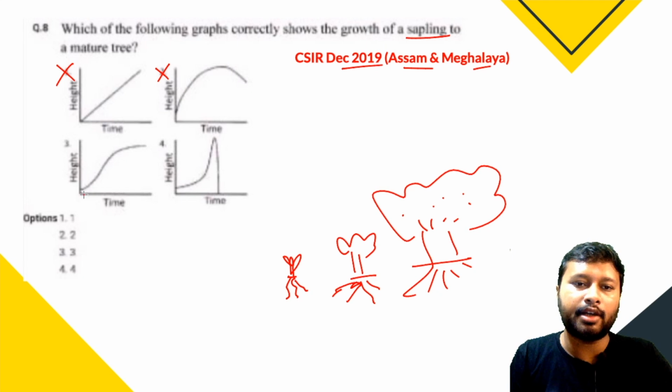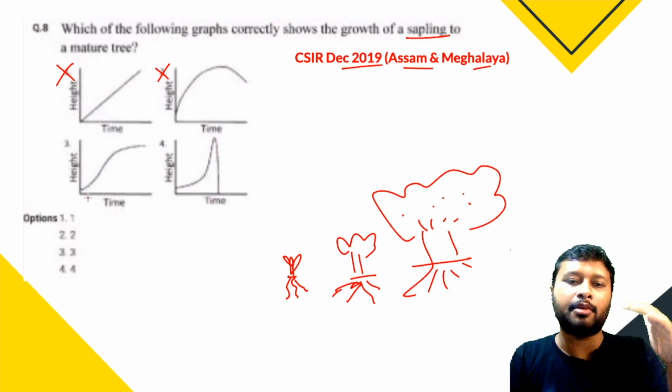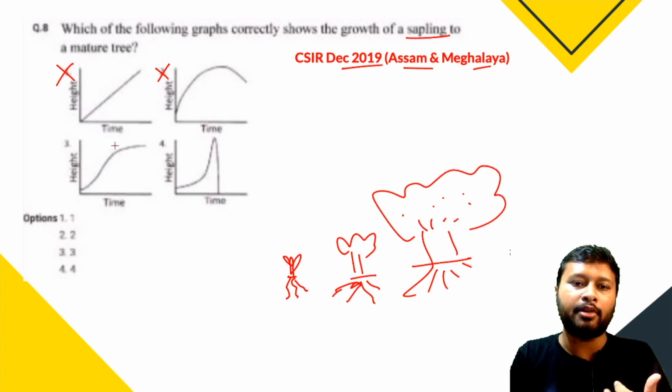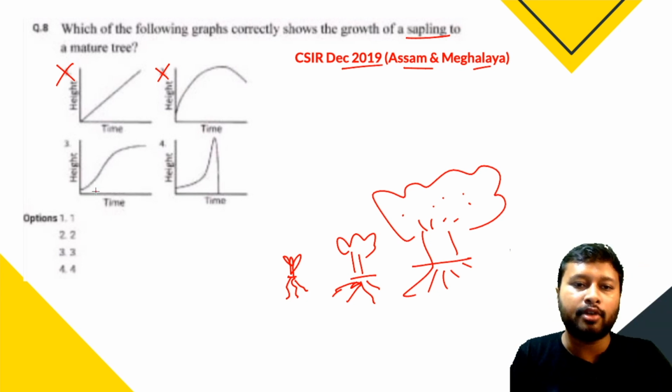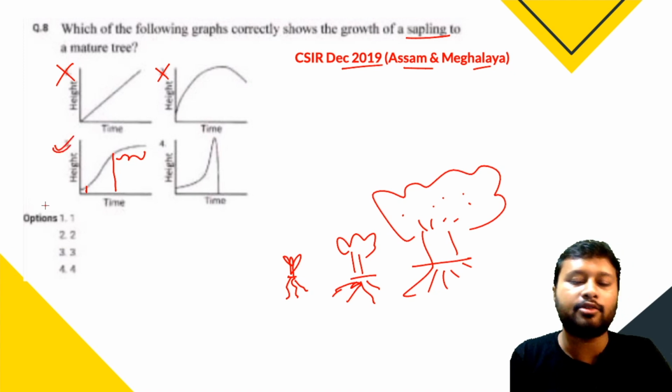The third graph says that the height slowly increases initially. See, when the sapling is small, it does not grow up quickly. It takes time to grow, right? And there is a growing phase where it grows fast, and then it becomes a mature tree, and then it stops growing, or its height does not increase that much. So you can see this is the sapling region, this is the growing region, and this is the region where it has become a mature plant, and now its height is not increasing much. So this is actually the correct answer.